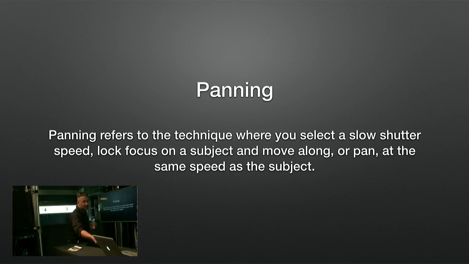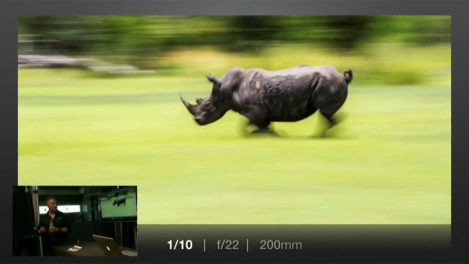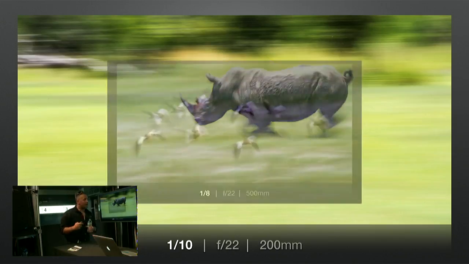It's all good. Okay, so panning is literally a slow shutter speed. Find the subject while they're running across your field of vision. Click, click, click, click, click. That's probably your hero shot. Click, click, click. But you have to pick it up and follow along. Okay. Is that a good image? It's okay. Not bad. Is it successful? I think so. It's a rhino running. Panning. It can make any image.